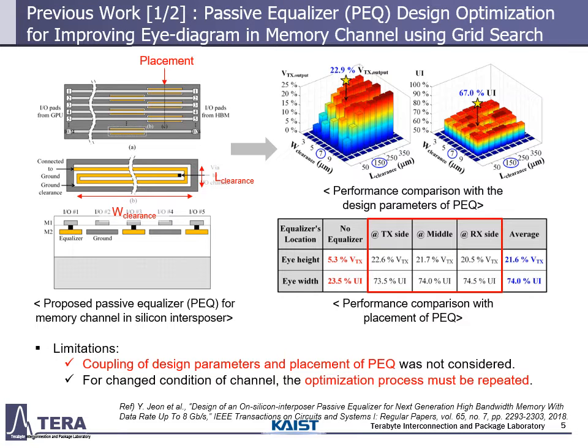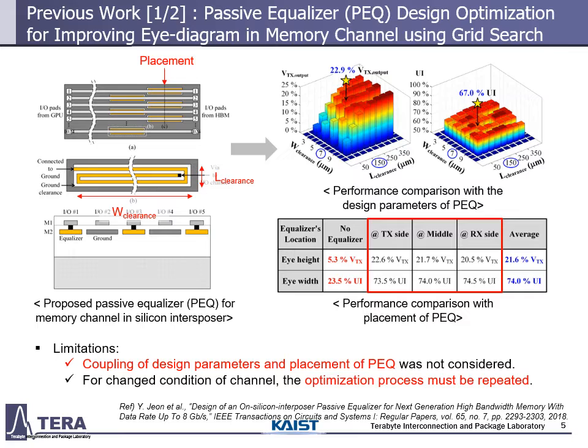This is the first previous work for my research motivation. This work was performed by Yasserjan and written in IEEE Transactions on Circuits and Systems. They optimized the passive equalizer in silicon interposer and could improve the eye diagram. They chose the coil shape as the passive equalizer, and the parameters such as length and width of the passive equalizer were designed by grid search method. They insisted that the placement of the passive equalizer is not important.